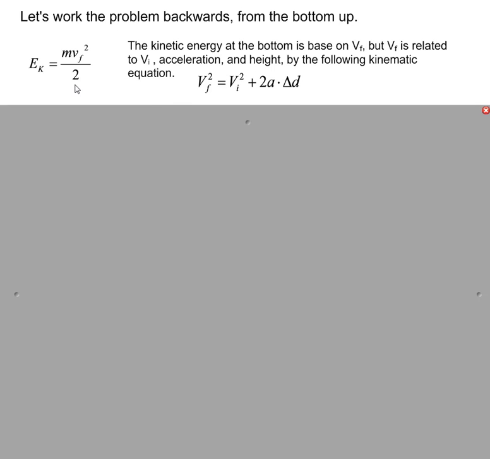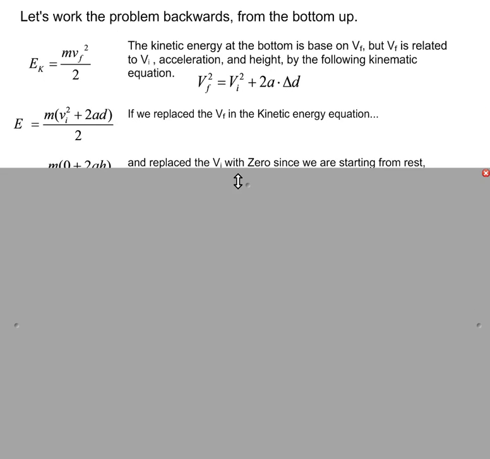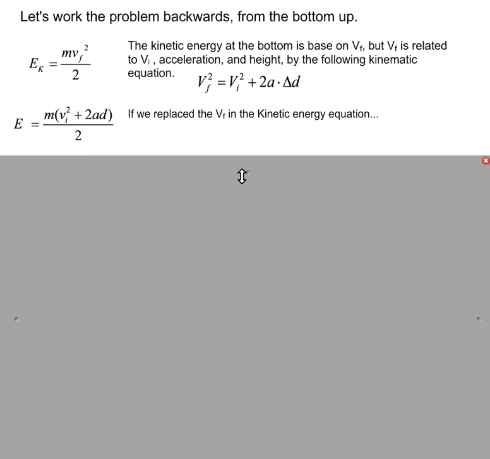Let's start with our kinetic energy formula. The kinetic energy at the bottom is based on final velocity. But final velocity, of course, is related to initial velocity, acceleration, and height by this kinematic equation right here. So we're going to use that kinematic equation again. We're going to replace final velocity with vi squared plus 2ad. This whole right part of the equation will sub in for the final velocity.